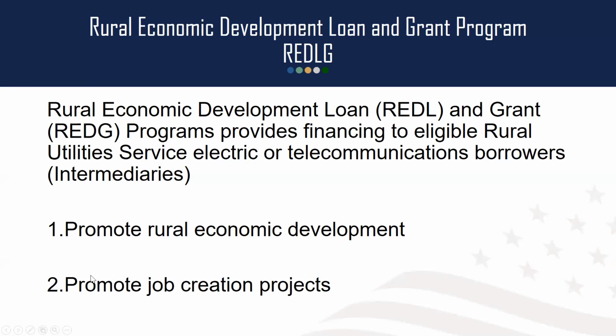The purpose of this program is to encourage electric and telecom utilities to promote rural economic development and job creation projects. The RUS utility can receive loans to help finance projects such as business startup costs, business expansion, community development, and business incubator projects. The intermediary must use program loan funds to make a pass-through loan to an ultimate recipient, such as a business. And the intermediary is responsible for fully repaying the loan to the government, even if the ultimate recipient does not repay its loan.